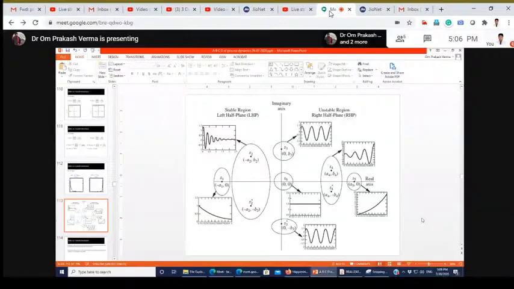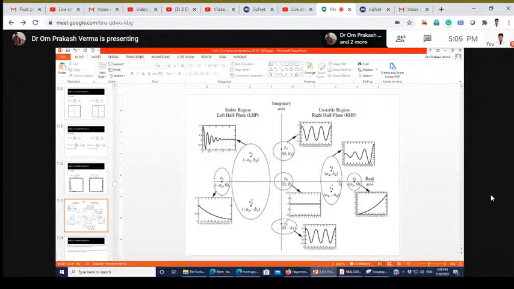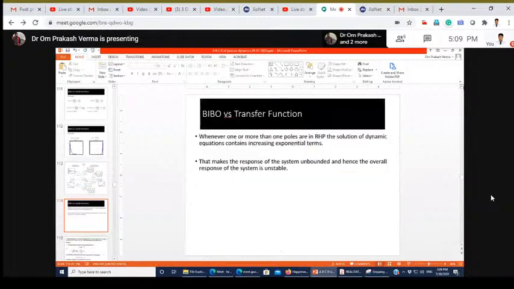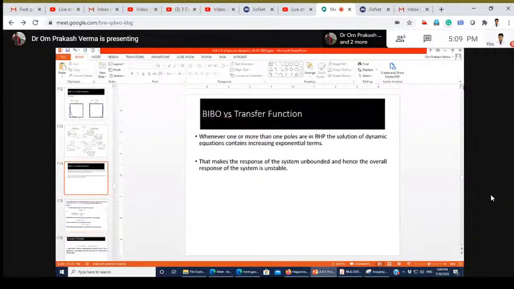Okay. So this is all the cases we have discussed. Whatever the pole location is, based on that we can decide the stability of that system. So the BIBO transfer function we have discussed. Okay. Now see, we have taken one example.